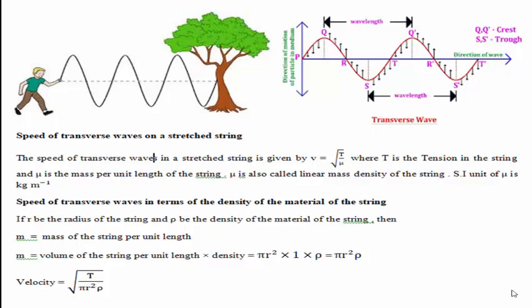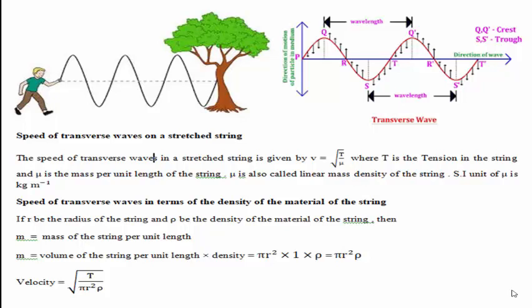So you can see in the first diagram, a student created a transverse wave and the string is having two ends, and one end of the string is held by the student and the other end of the string is fixed to the tree. When the student creates a disturbance in an up and down direction, a wave starts, and that wave is nothing but your transverse wave, because in the transverse wave the particles are vibrating up and down.